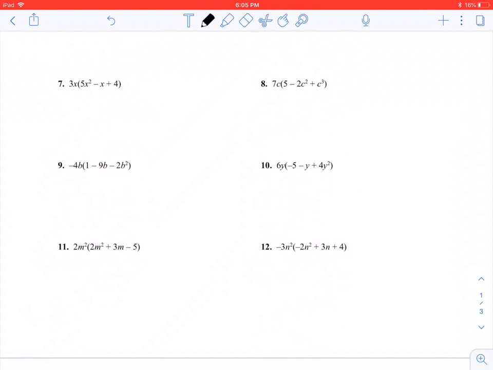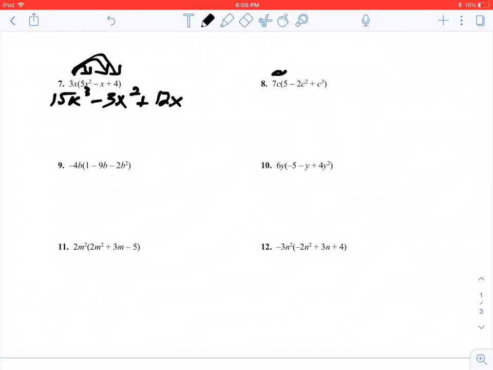Now, number 7, we have more distributive properties to do. You have to do it 3 times instead of 2. So you can see that 3x goes to all 3 terms. 3x times 5x squared is 15x to the third. 3x times negative x is negative 3x squared. And then 3x times 4 is 12x.